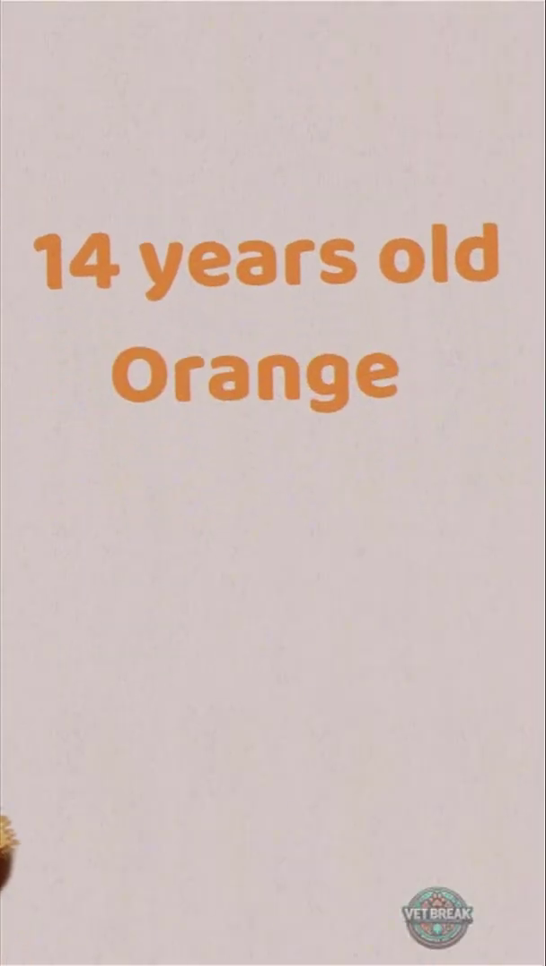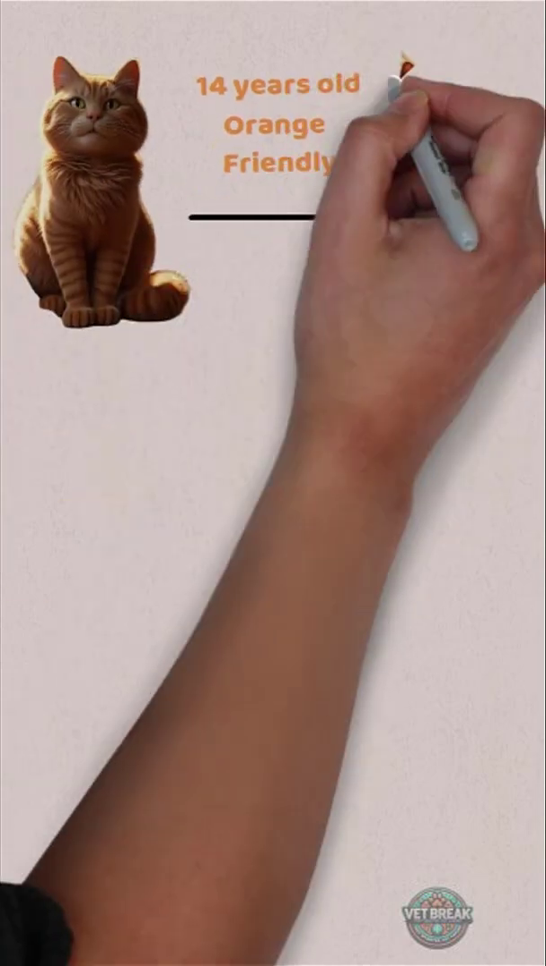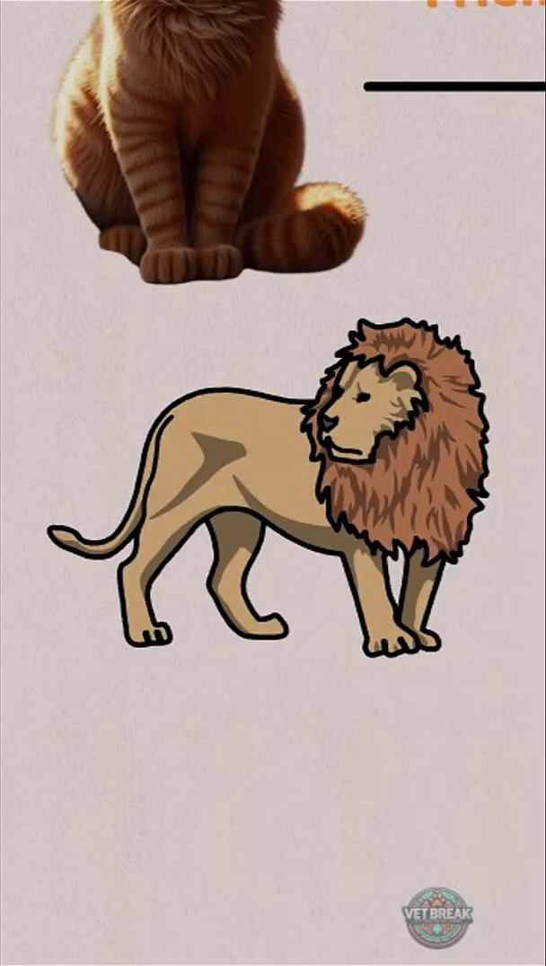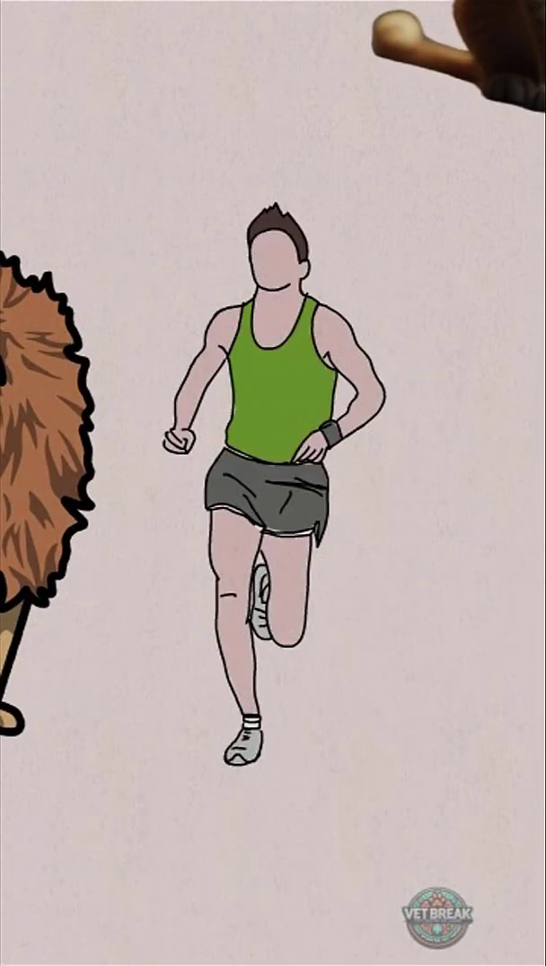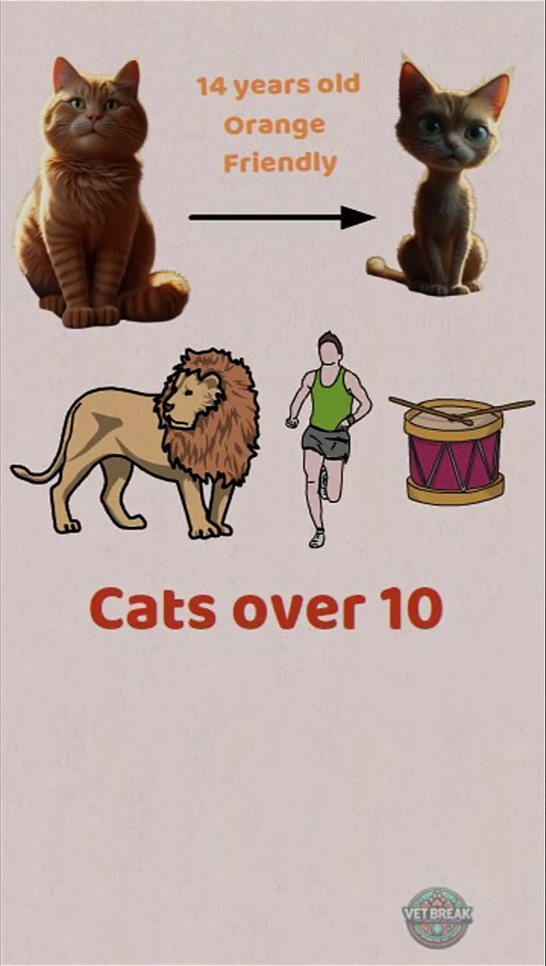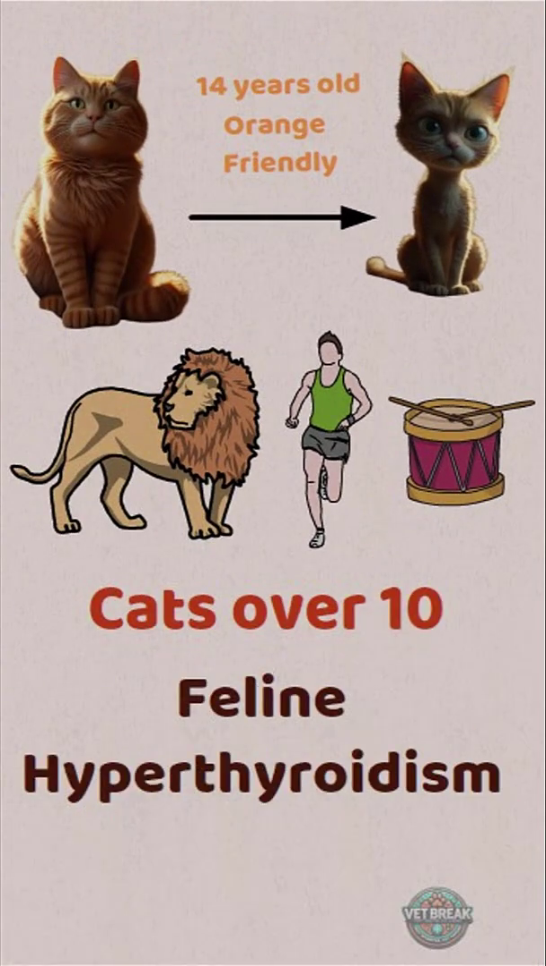Meet Whiskers, 14 years old, orange tabby, friendly. But lately, he's been shrinking. So, what could make an old cat eat like a lion, lose weight like a marathoner, and have a heart racing like a drumline? In cats over 10, think of one culprit first, feline hyperthyroidism.